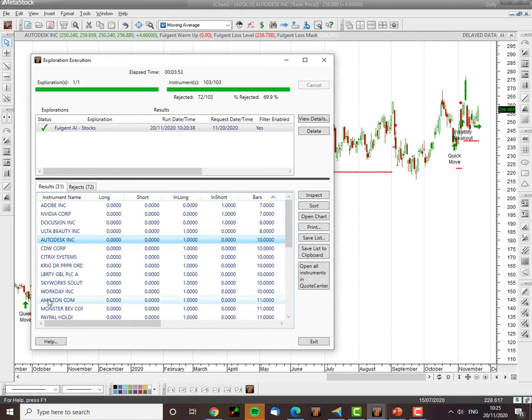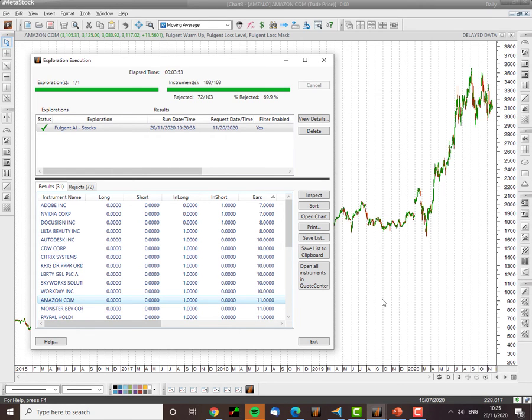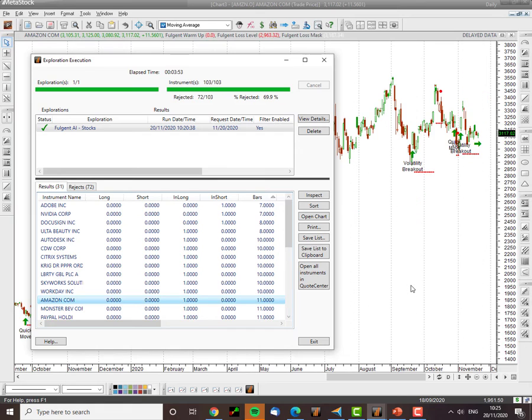Okay. Skyworks Solutions. So this Amazon's the other interesting one, where we're in a trade for 11 days now, and that's working out so far. A volatility trade. Your stop loss is 2,963, so the AI is still long in this trade.